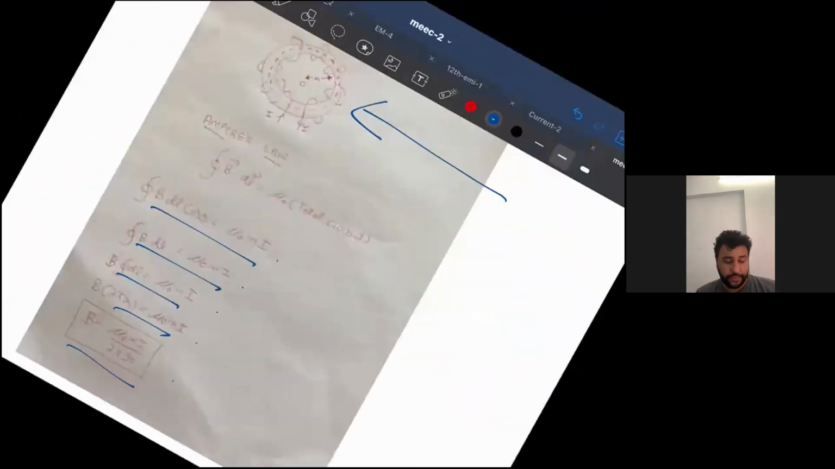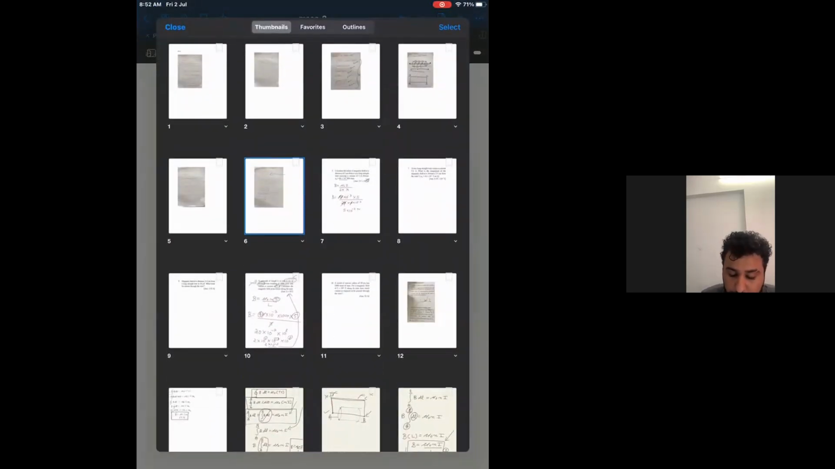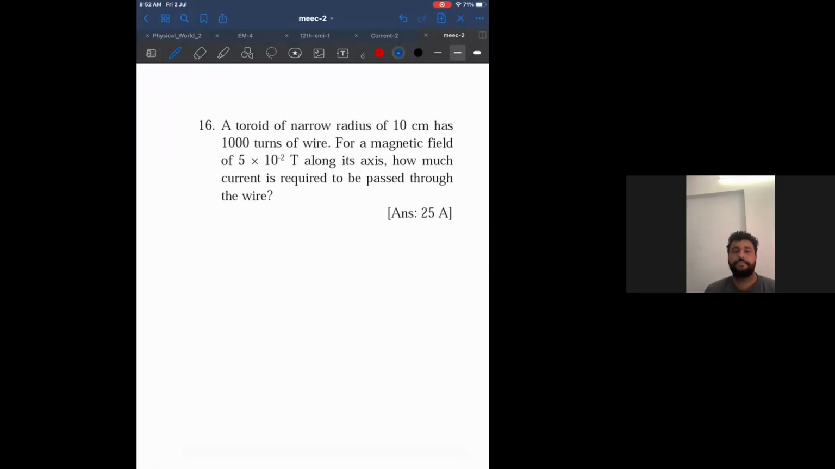Now making use of this formula, we'll do one last problem for today before we stop. This completes Ampere's law. Very important topic. We'll just do one problem for toroid so that you are done. Start. Formula, let me write it on the screen for you. It will be B is equal to mu naught Ni upon 2 pi r.